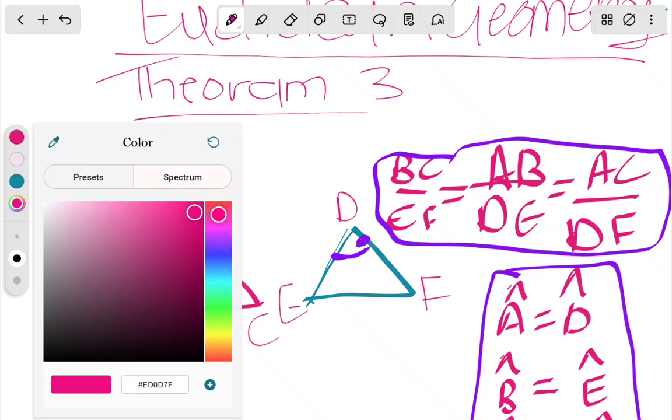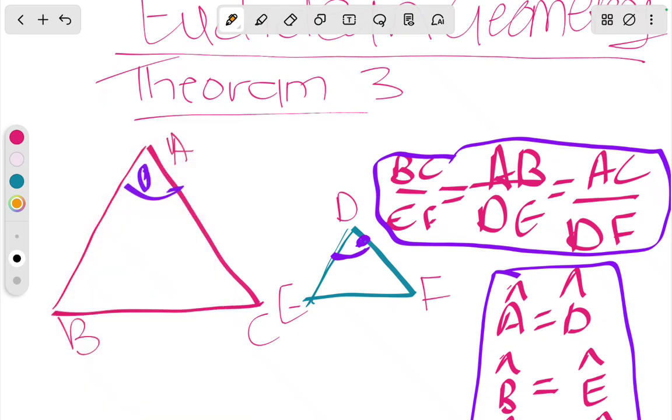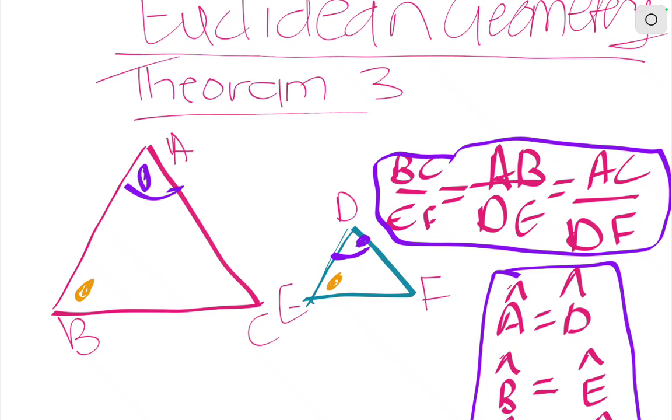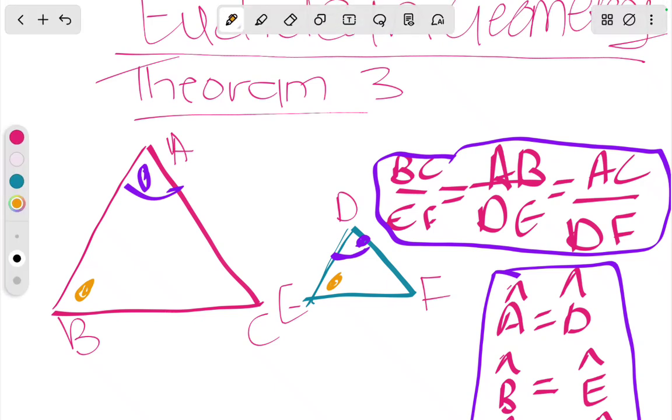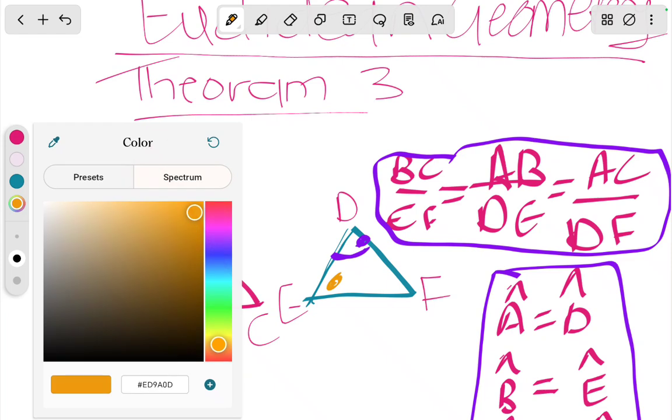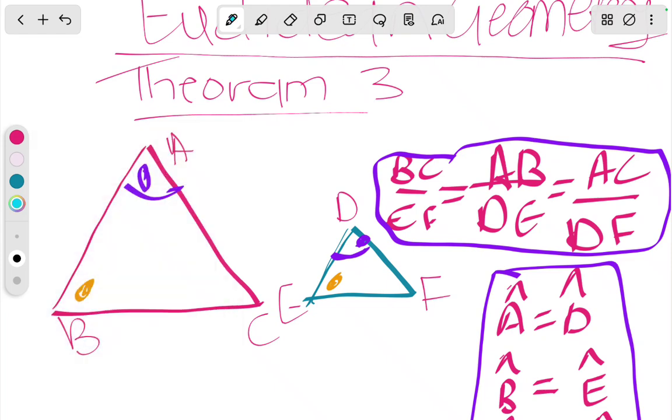I'm going to use another color to indicate the second angle. Let me use orange. Angle B is equal to angle E. Also let me use a different color for the third angle, this bright blue. Angle C is equal to angle F. So now this is the information we are given on our triangles.